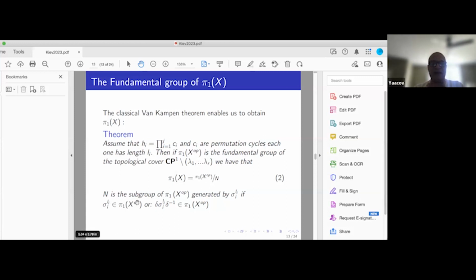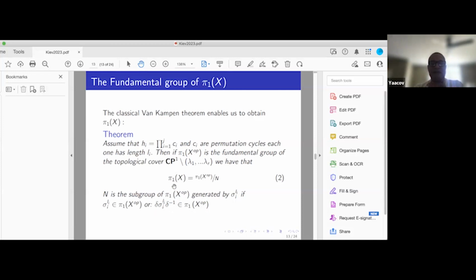And what is the N? N is a subgroup of pi 1 x op which is generated by the torsion. So it's generated by sigma i to the power of Li, if sigma i to the power of Li belongs to the fundamental group. And we're going to talk in a moment about how I find this fundamental group. And if it's not, then you can use delta, which is a permutation, to bring it in, and then you kill the element by delta.